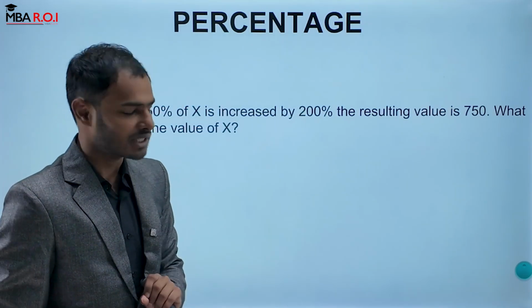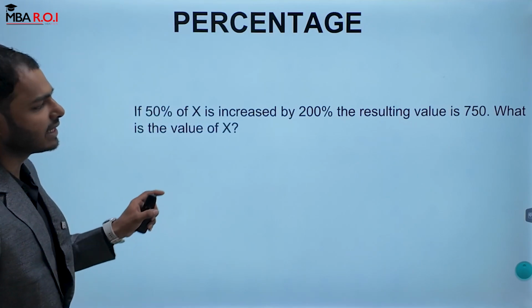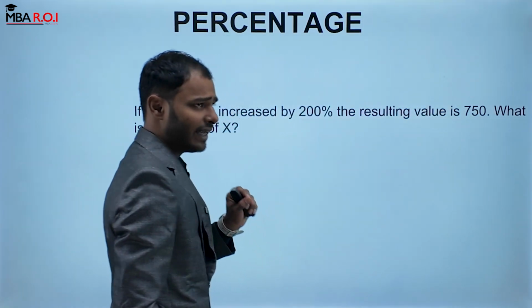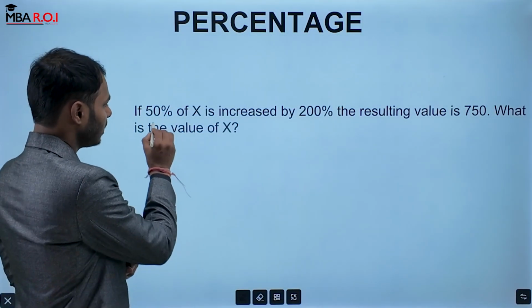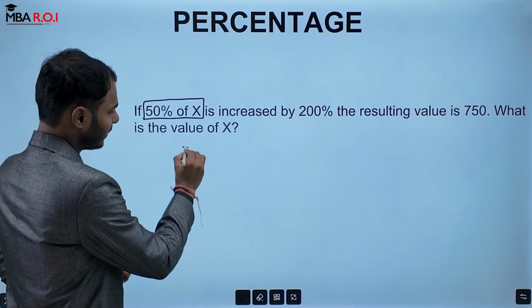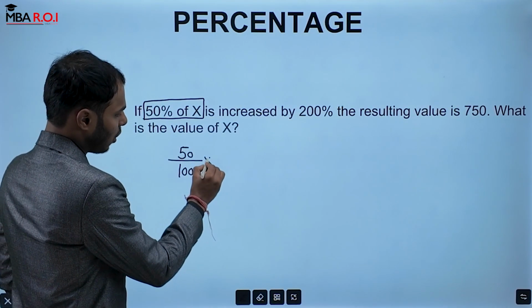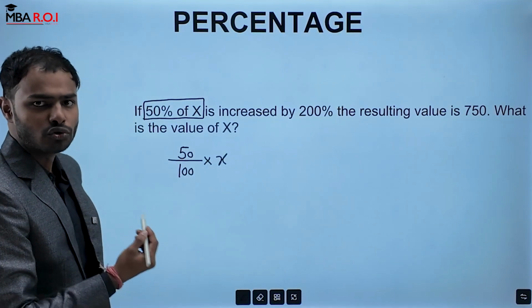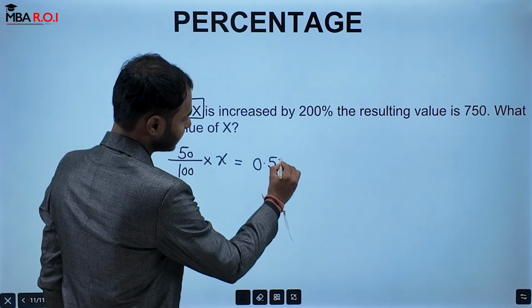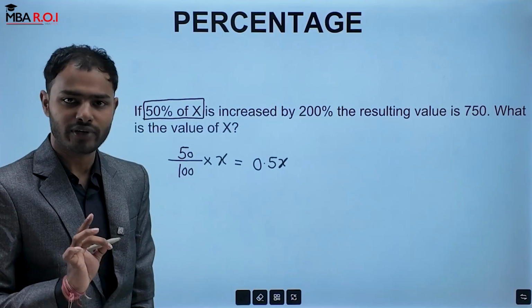Now let's try this question. It says 50% of x is increased by 200%. So the initial value that we have in this case is 50% of x. First of all, let's simplify the initial value. 50% of x will be 0.5x. This is the initial value that we have.